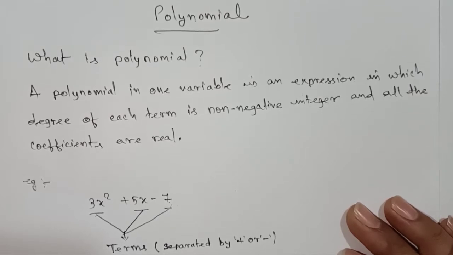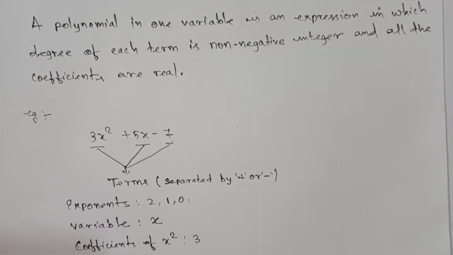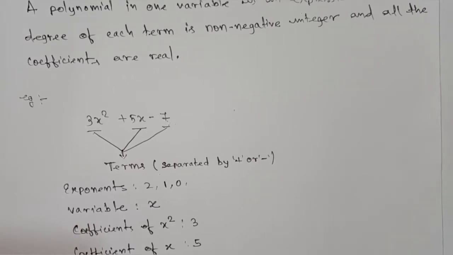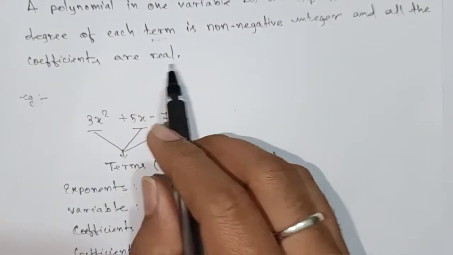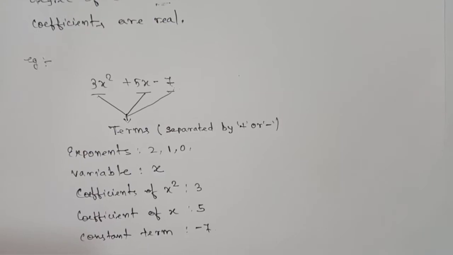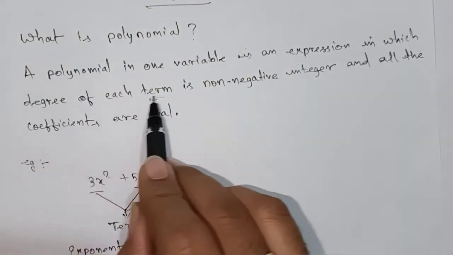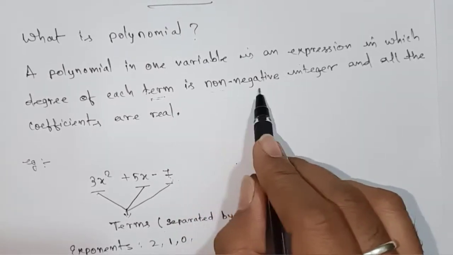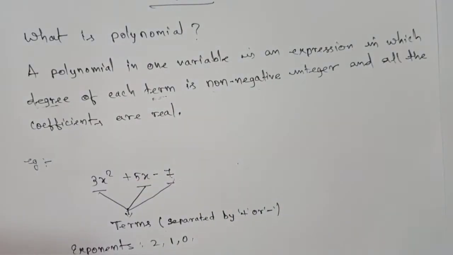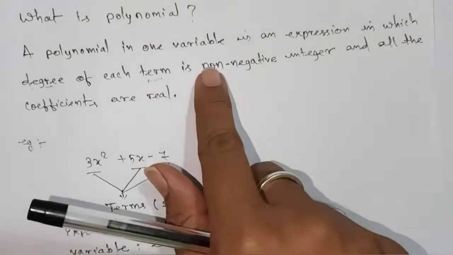Remember, in one variable, we are talking about an expression in which the degree of each term is a non-negative integer and all the coefficients are real numbers. So here we can see a few things: one is the term, another is the coefficient. So if I take an example, and one more thing is that the degree of each term is non-negative. And here we are going to see one more term, that is degree and non-negative integer.